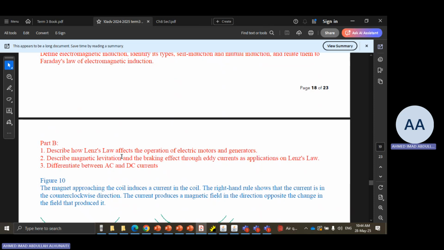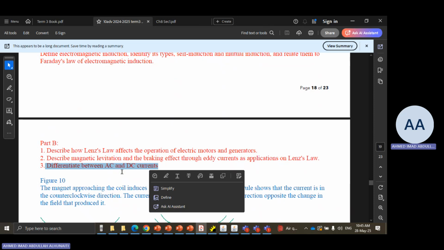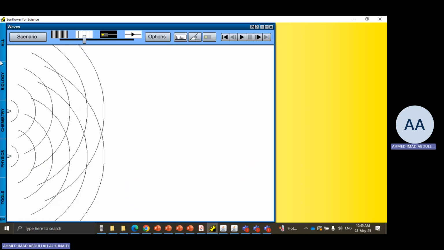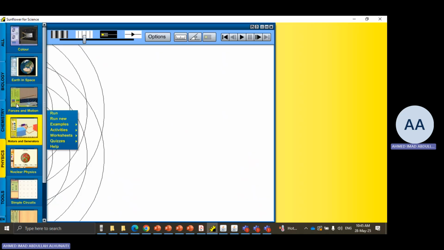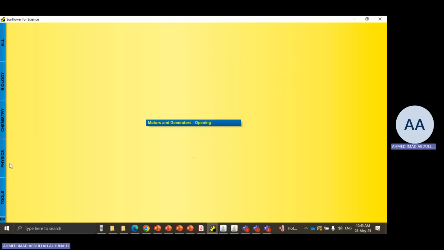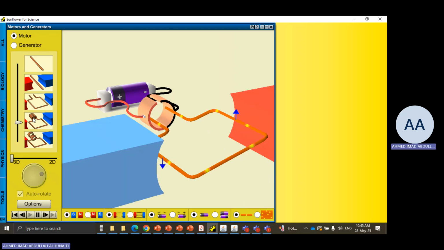This is new: magnetic levitation and the braking effect through eddy currents are applications of Lenz's law. Differentiate between AC and DC. Point 3 we already discussed. DC is direct current, where the current flows in one direction. In AC, the current alternates between positive and negative. And these are the two generators we saw in the curriculum.